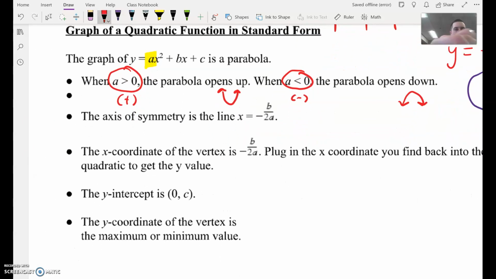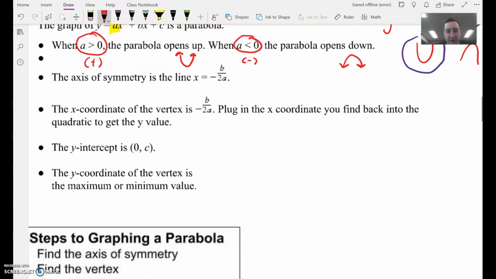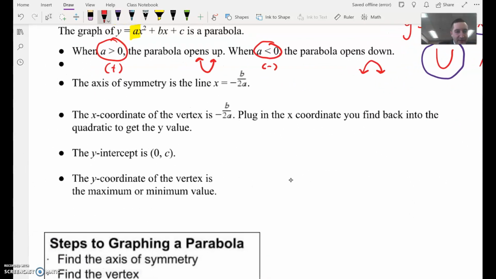Okay? Now, let's talk about the vertex. I'm going to be focusing on this. This is the key to this lesson. How do you find the vertex algebraically? Well, the vertex is just a point. So there's an x-coordinate and there's a y-coordinate. The way that you find the x-coordinate is you do b divided by -2a.